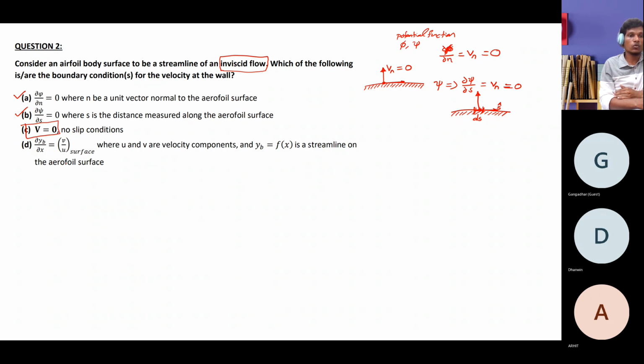But at option D, if you see, you have dy by dx equals V by U. It is a clear definition of a streamline. From the definition of a streamline, you have ds cross V bar. From that, finding the determinant of this ds cross V bar, you will get dy by dx equals V by U. So this is a clear definition of a streamline. And what the question is also saying is that the airfoil body surface is to be a streamline in inviscid flow. That's why we need this final option also. So A, B, and D are the required options in this question. Okay, let us go to the next question.